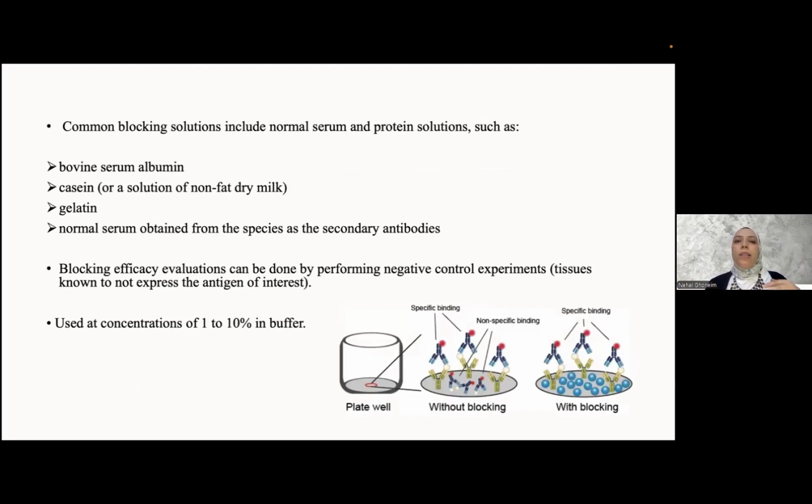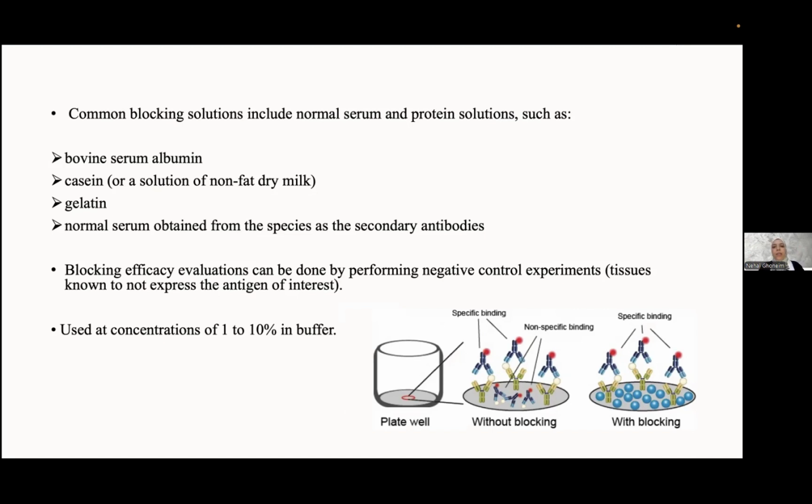So what are these molecules or solutions that we use? They include normal serum and protein solutions, like bovine serum albumin, casein, gelatin, and normal serum obtained from the species that is the source of the secondary antibody. Blocking efficiency can be evaluated by performing negative control experiments in tissues known not to express the antigen of interest, to make sure that our blocking reagent is effectively blocking non-specific binding.